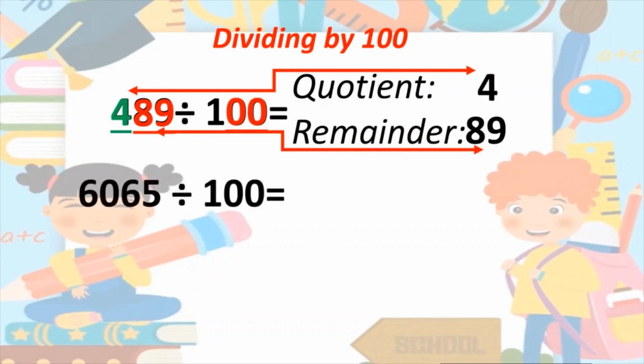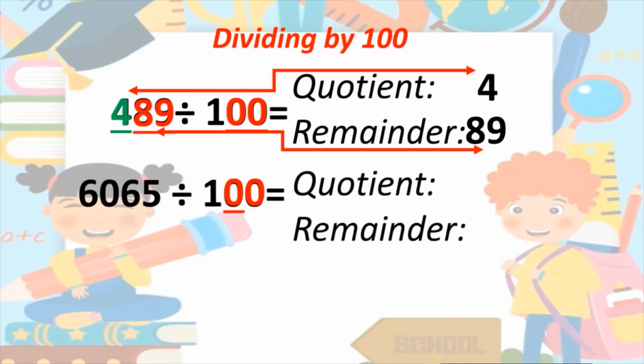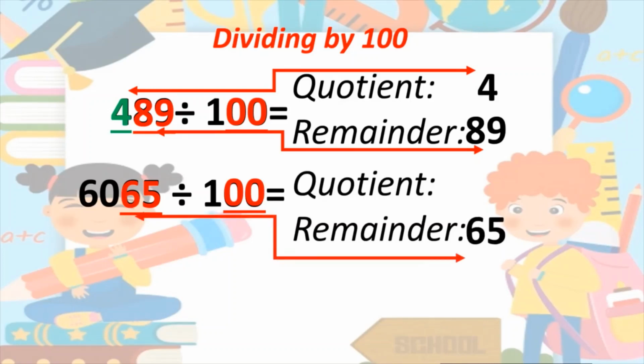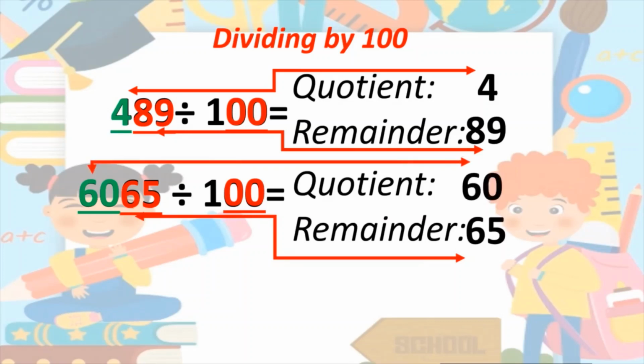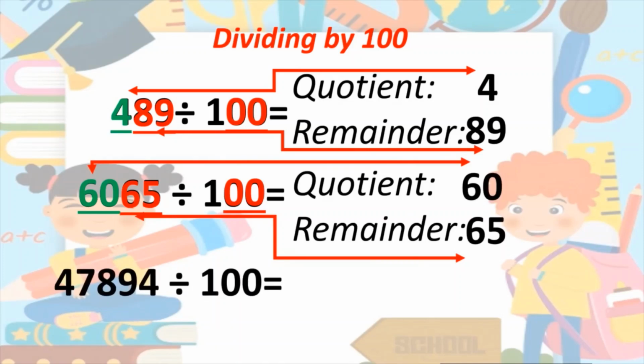6065. So we have to divide by 100. The number 100 has 2 zeros. So in 6065, the digits in tens and ones place are 65. So the remainder becomes 65 and the quotient is 60. Let's take the next number.